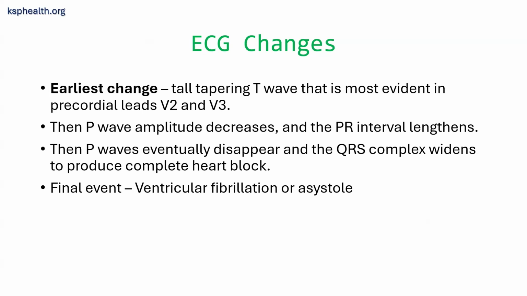The earliest change on EKG is a tall tapering T wave that is most evident in the precordial leads V2 and V3. Then P wave amplitude decreases and the PR interval lengthens. The P waves eventually disappear and the QRS complex widens to produce complete heart block. The final event is ventricular fibrillation or asystole.